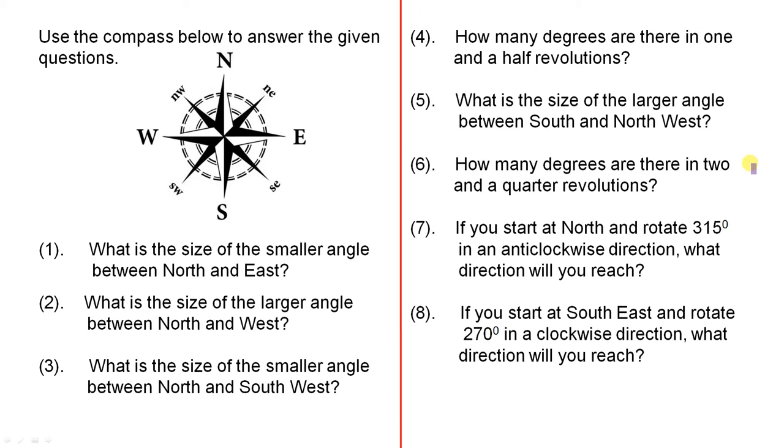How many degrees are there in 2.25 revolutions? Now if you know how many degrees there are in 1 revolution, that is quite easy to answer. If you start at north and rotate 315 degrees in an anti-clockwise direction, what direction will you reach? So you're starting at north, so you're starting here, and you're going in an anti-clockwise direction for 315 degrees. You have to write the direction that you will reach.